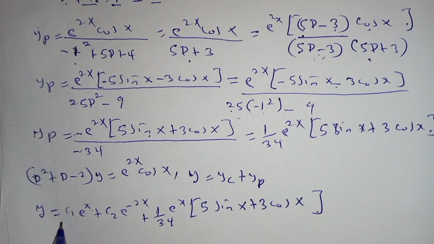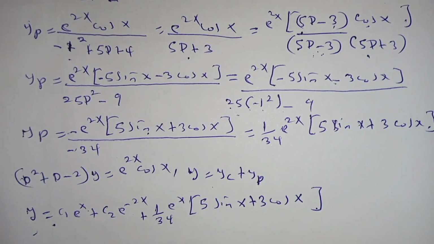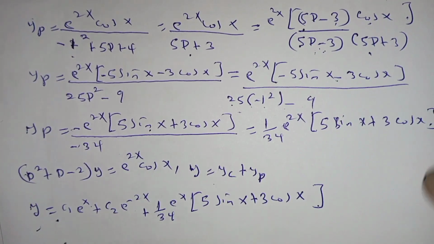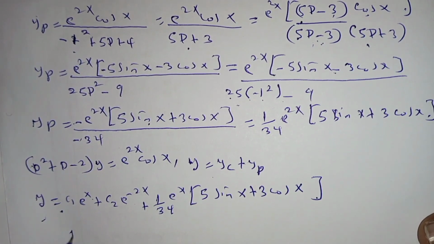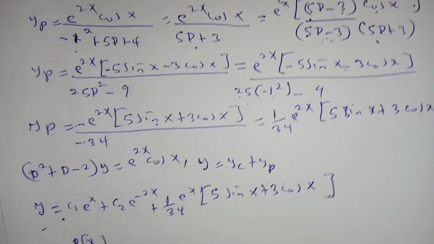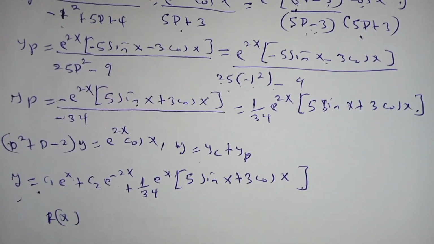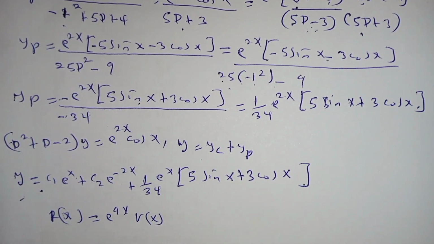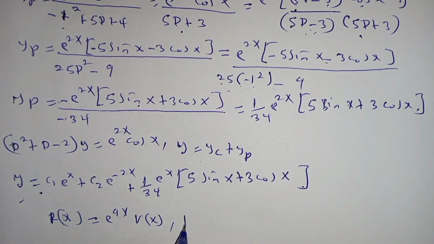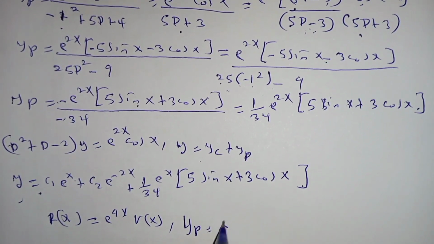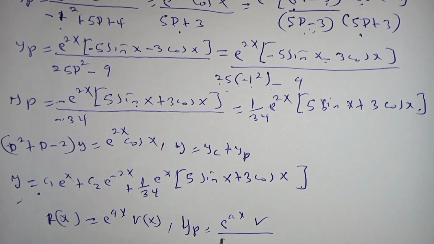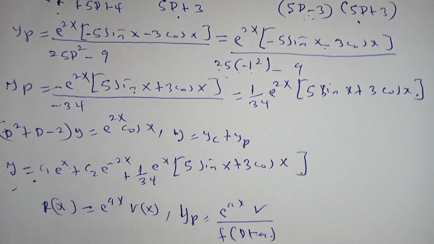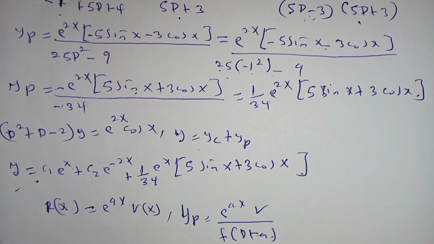So that is our solution of this given ODE, whereby we have obtained the particular part by use of the inverse operator, and our Rx in this case was of the form exponential ax v of x. That was our form. So whereby we have applied our yp as equal to exponential ax v over f of d plus a. That is the fact we have employed to obtain our y particular.